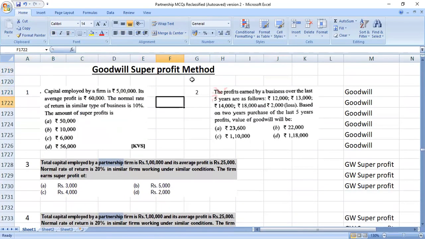First super profit type question. What do we have to do in the super profit method? I just told you, right? Capital employed is 5 lakh. Average profit is 60,000. Normal rate of return is 10%. They are asking how much the super profit is. What is super profit?